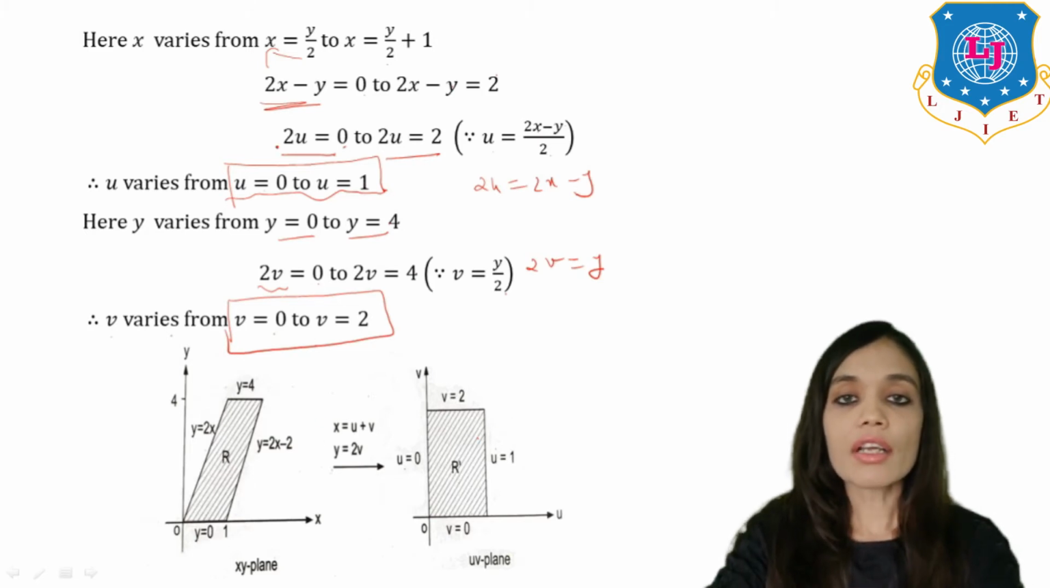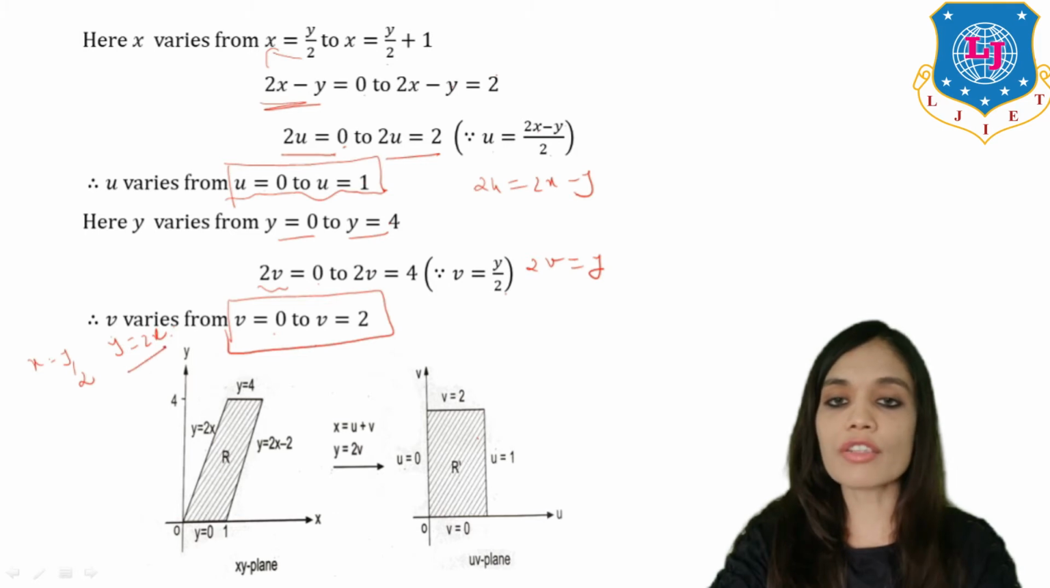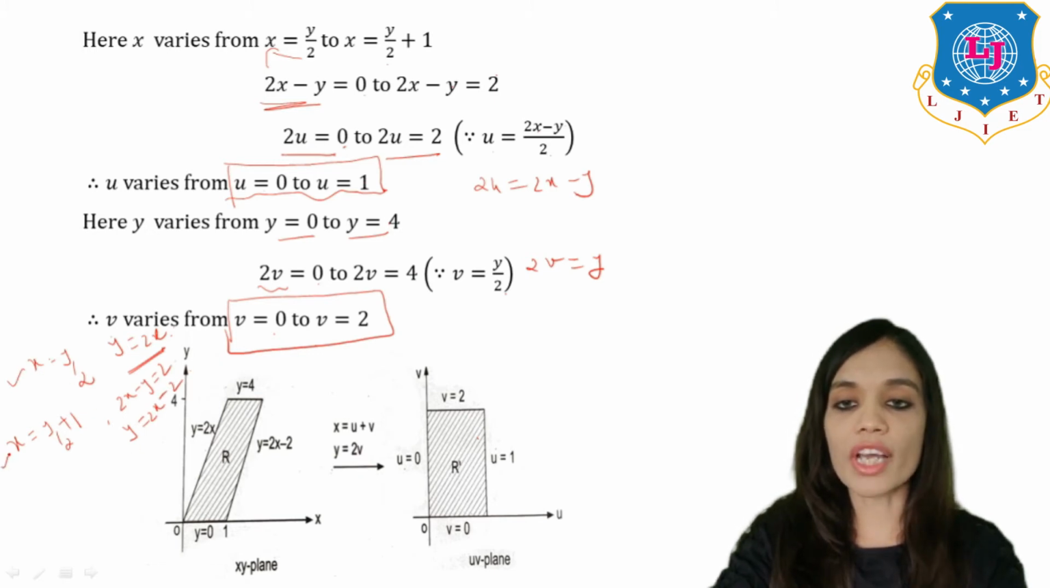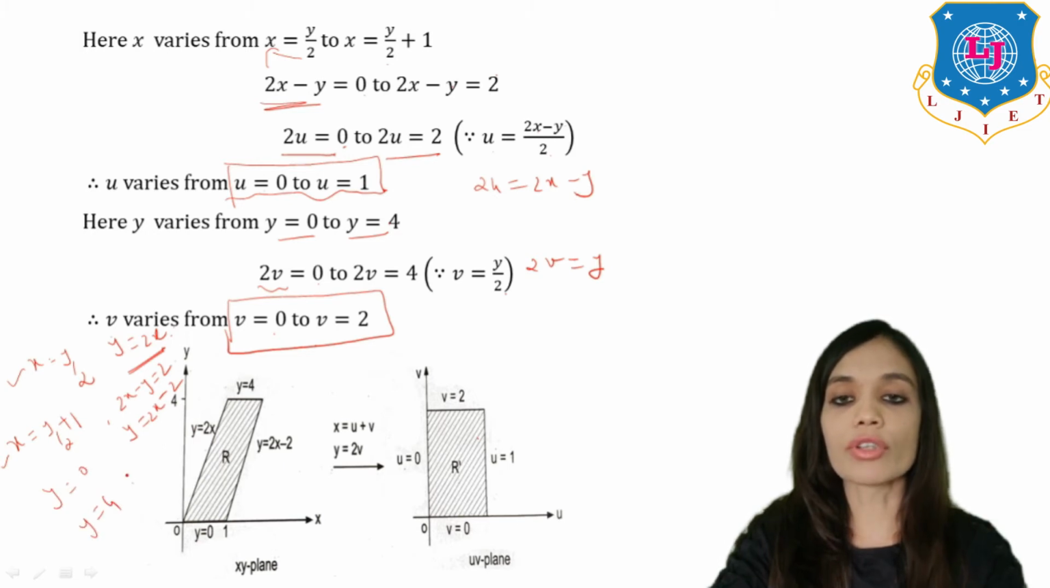Right? So now we will draw the graph in both the regions, that is in our xy plane and uv plane. Now our lines given in the xy plane are what? x is equal to y by 2. That means y is equal to 2x, right? So first line is this. Next we are given x is equal to y by 2 plus 1. So this line can be written as 2x minus y is equal to 2, or we can write it as y is equal to 2x minus 2. These are your first two lines. The next lines are y is equal to 0 and y is equal to 4.